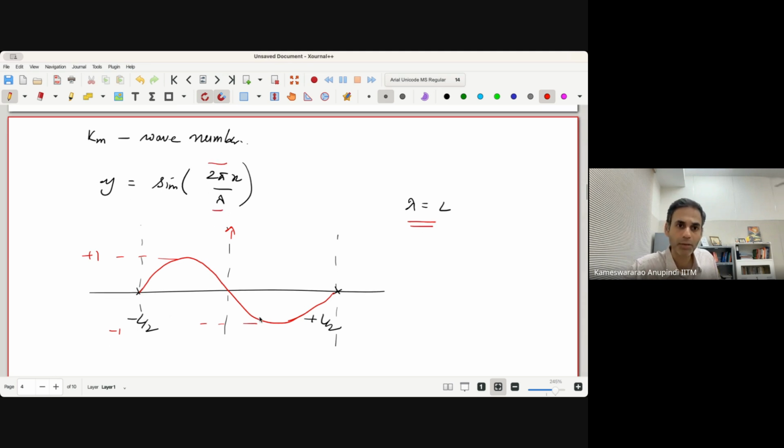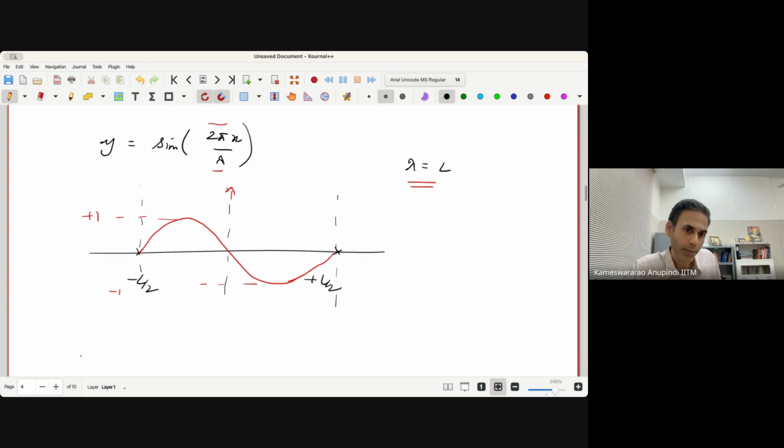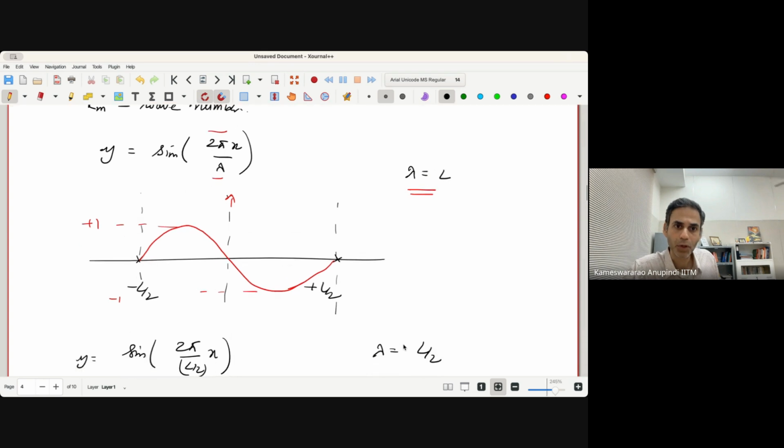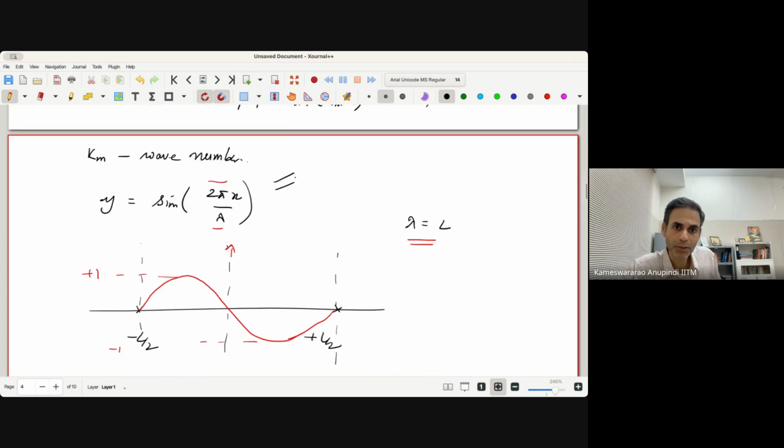Similarly, if I look at another function, let us say y equals sine of 2 pi by (L by 2) times x, that means my wavelength equals L by 2. Let me introduce this thing. I can compare this to y equals sine of k_m x. So that means my k_m equals 2 pi by lambda. That's what I have. In this case, lambda equals L.